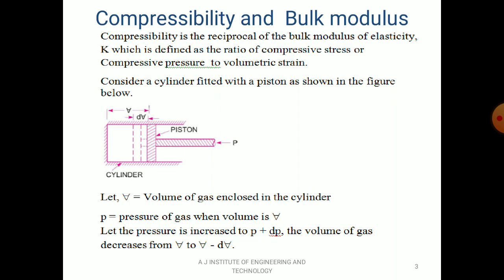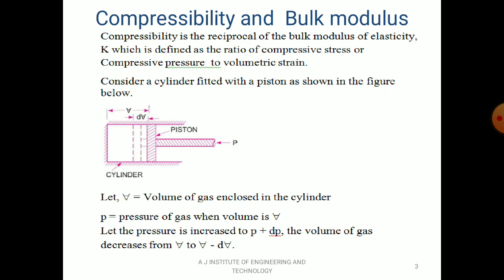Now consider a cylinder fitted with a piston as shown in the figure below. There is a piston cylinder arrangement which consists of gas inside. Let V equal the volume of gas enclosed in the cylinder, and let p equal the pressure of gas when the volume is V. So when the volume of the gas inside the cylinder is V, the pressure exerted by that gas is p.